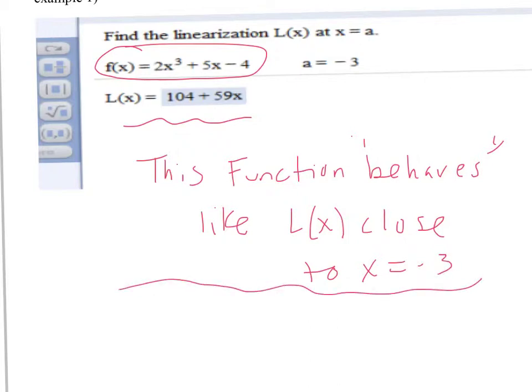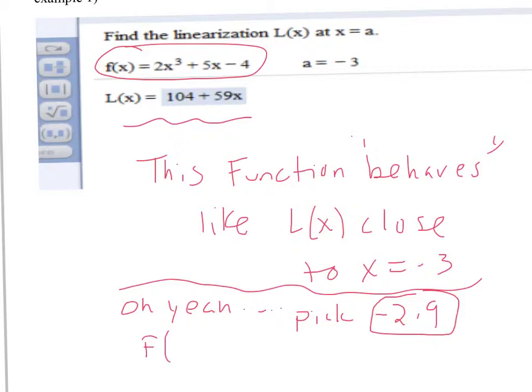Now what's really neat is let's run an experiment. Pick something really close to a equals -3. Let's go a little bit to the right of -3, so maybe -2.9. Let's see just how close the true versus the estimate is. So let's look at the original function evaluated at -2.9 versus your linear approximation evaluated at -2.9.